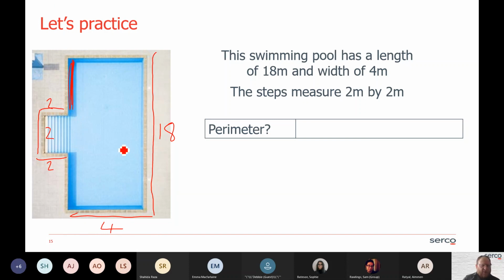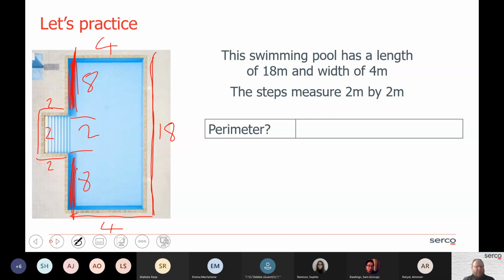So if the whole side is 18 and this bit in the middle is 2, we know that this bit here and this bit here must total 16. If they say they're equal, which they look equal, we know that each side must be 8. 4 at the top. So now we've got all our measurements. So for perimeter, as we know, we add up the outside. So what I've done previously, because it was quicker, we do 18, add 4.